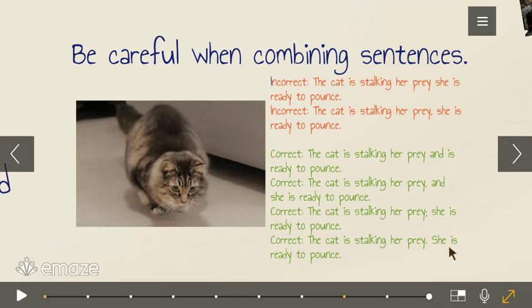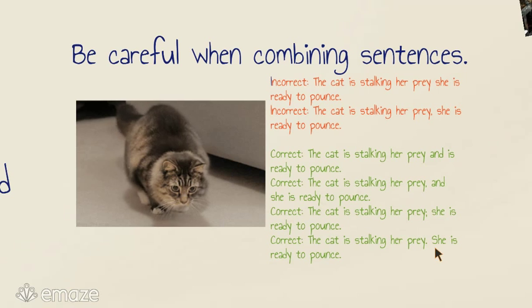Finally, I could just separate these into two complete thoughts. Put a period and start a new sentence. The cat is stalking her prey. She is ready to pounce.